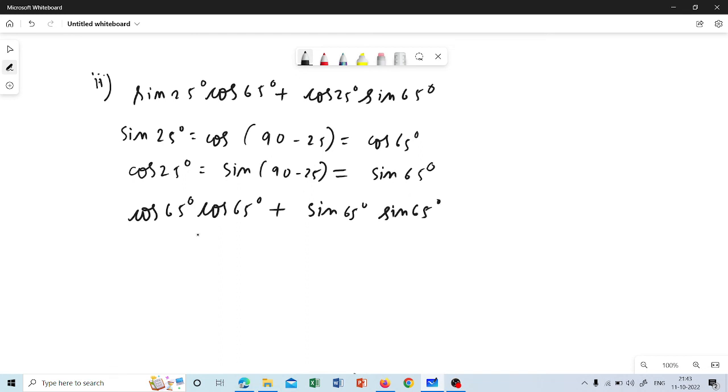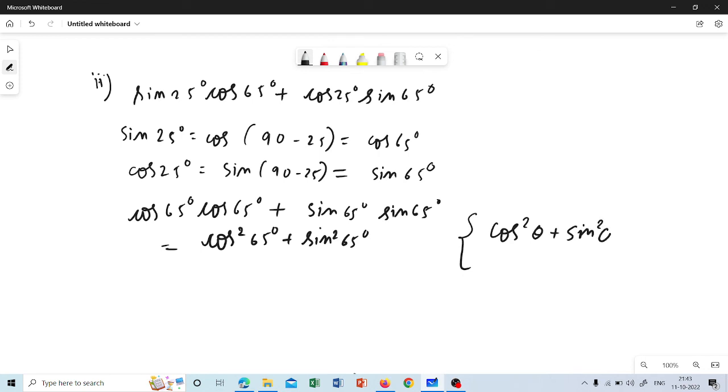If I do it in this manner, we can very clearly observe that this is cos square 65 degrees plus sine square 65. Again it is using this identity, cos square theta plus sine square theta. This is the most important identity among all. There are three identities, but this one, equal to 1, is the most important. It is important in other classes also, upcoming 11th or 12th. So this is equivalent to 1.